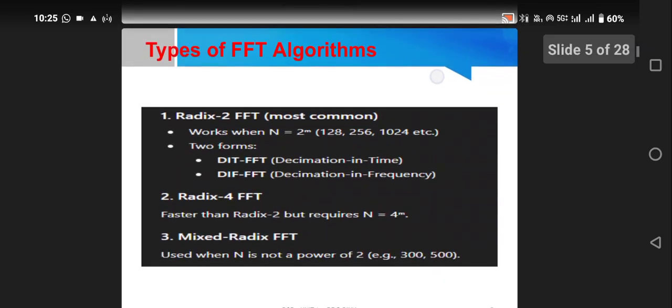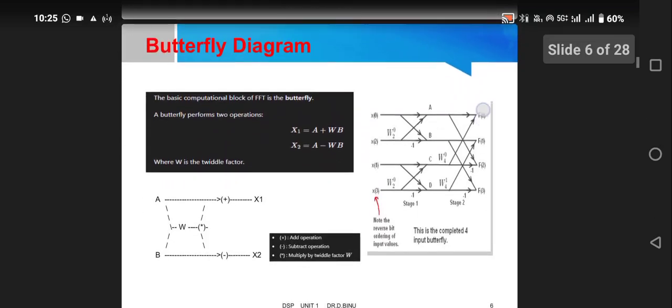Types of FFT algorithms. Radix 2 FFT algorithm is the most common FFT algorithm. It works when N is equal to 2 to the power m, that is 128, 256, 1024, etc. It consists of two forms, decimation in time and decimation in frequency. The second one is radix 4 FFT, faster than radix 2, but requires N equal to 4 to the power of m. The third one is mixed radix FFT, used when N is not a power of 2, that is 300, 500, etc.